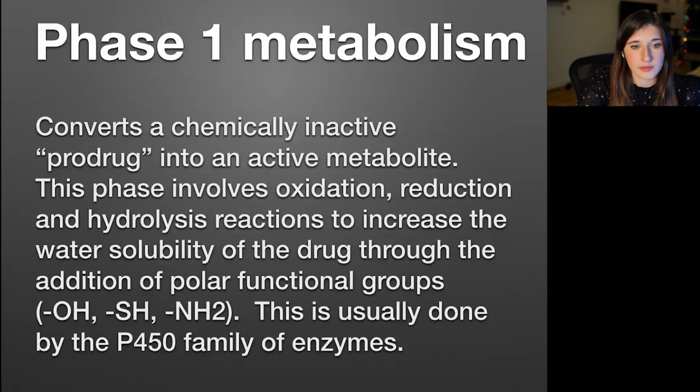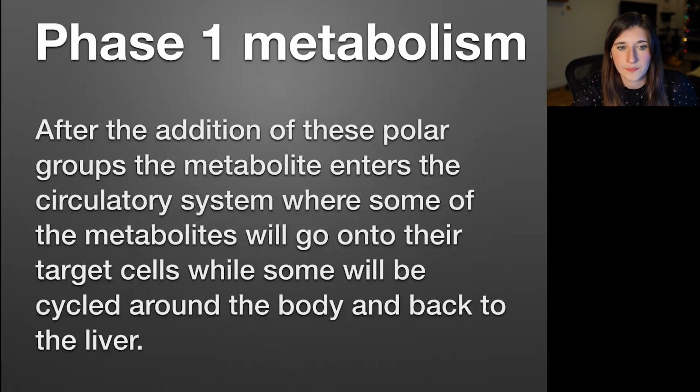Phase one metabolism converts an inactive prodrug into an active metabolite. This phase involves oxidation, reduction, and hydrolysis reactions to increase the water solubility of the drug through the addition of polar functional groups such as OH, SH, and NH2 groups. This is usually done by the P450 family of enzymes. You'll see a little example of those later on.